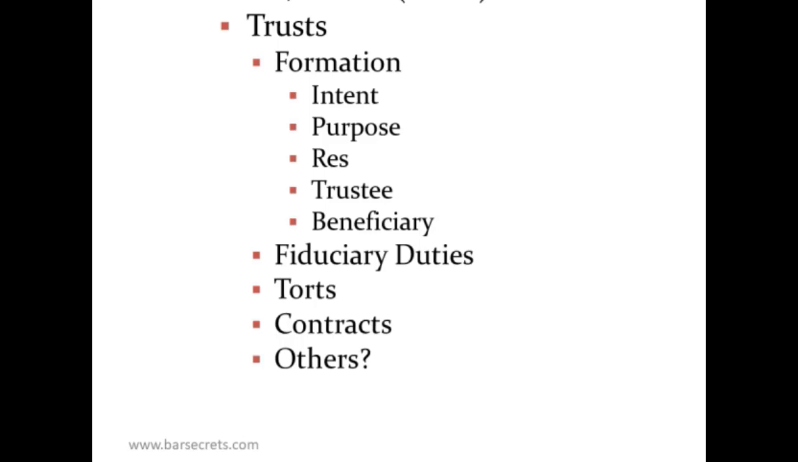Okay, so you need to know the elements. You need trust intent, which is to divide legal and equitable title. You need a legal purpose. You need a res, which is the subject matter of the trust, the money. You need a trustee, although no trust will fail for lack of a trustee. The court will appoint one. That point of law is tested all the time. And then you need a beneficiary.